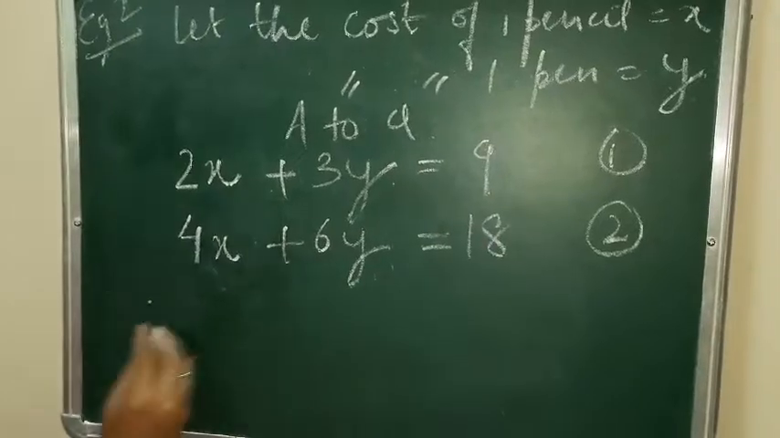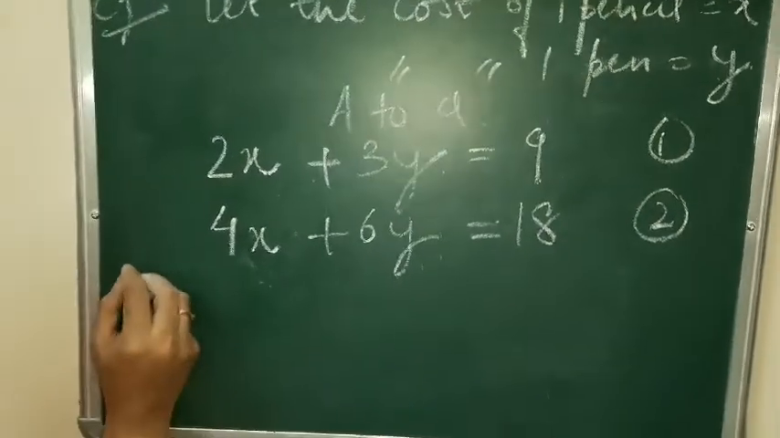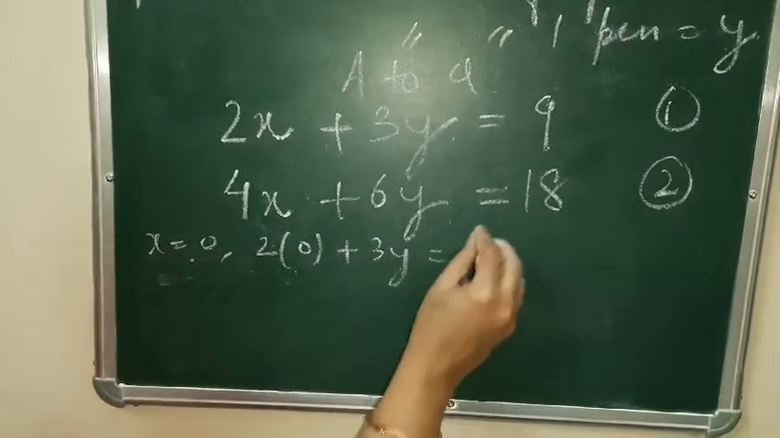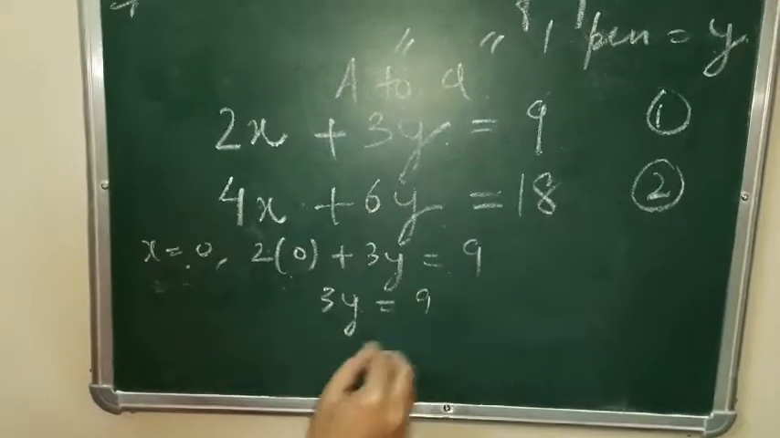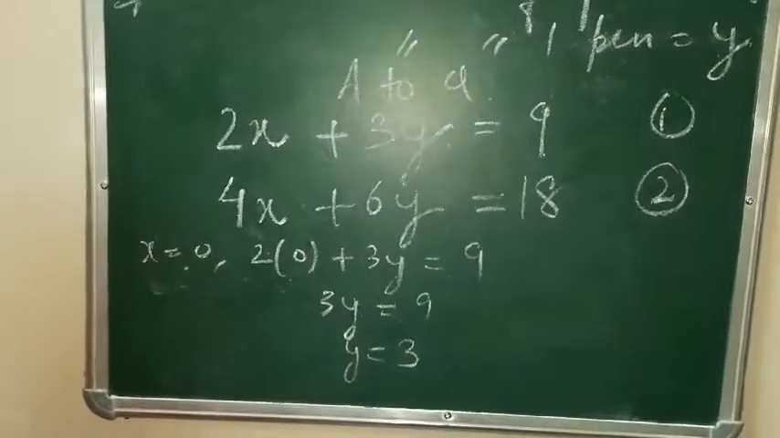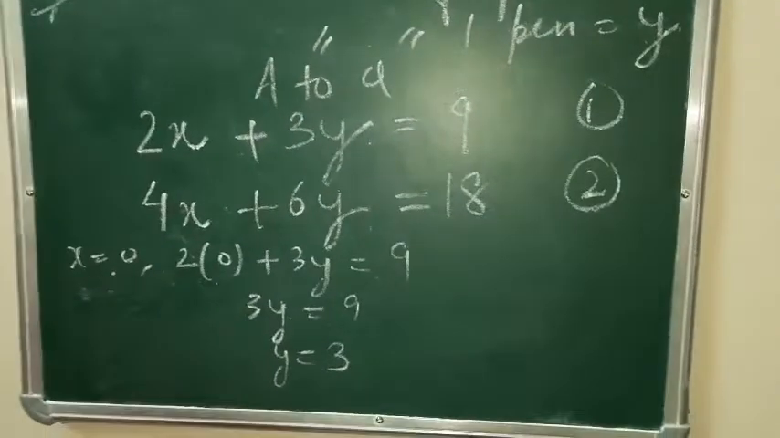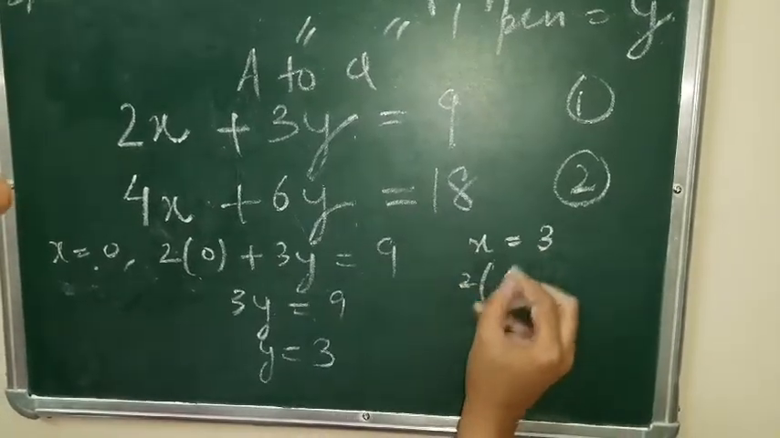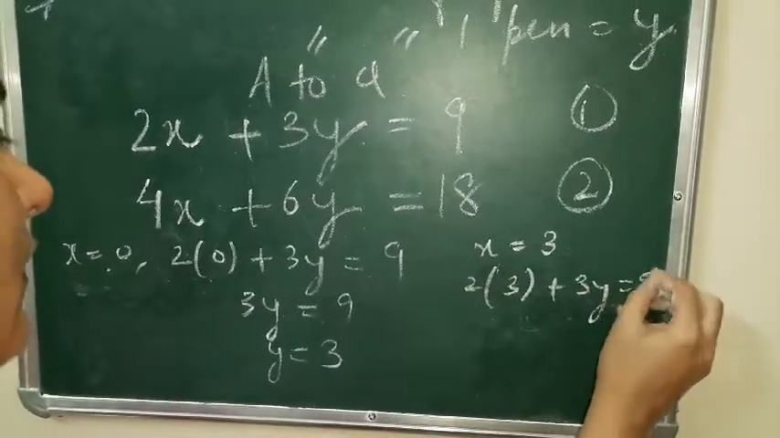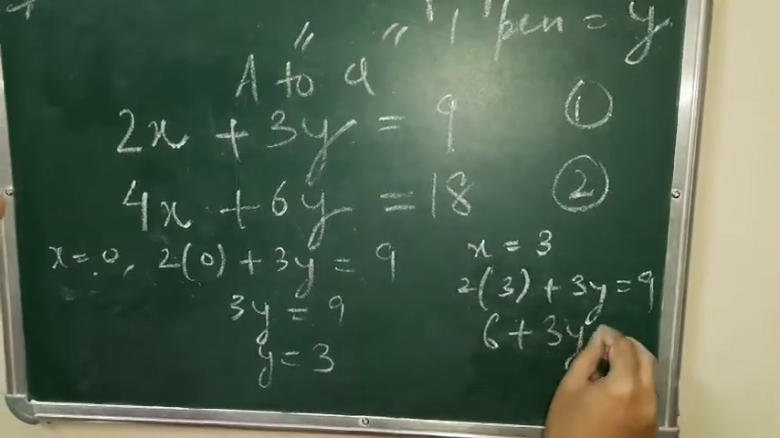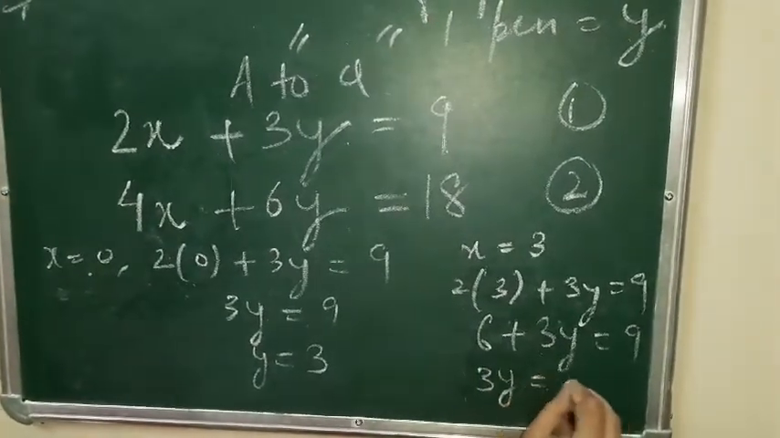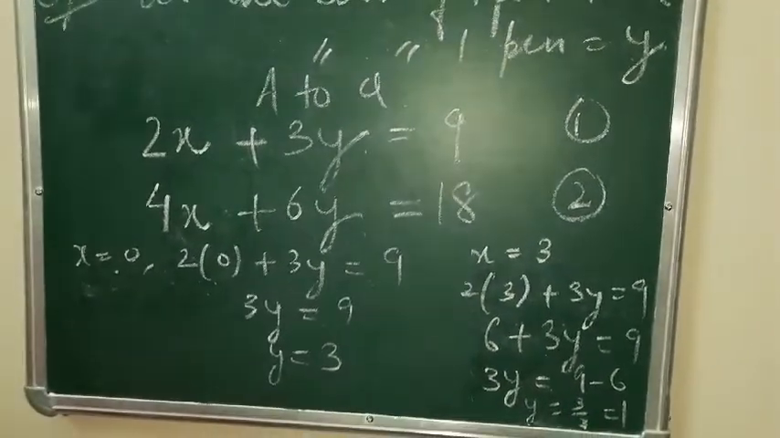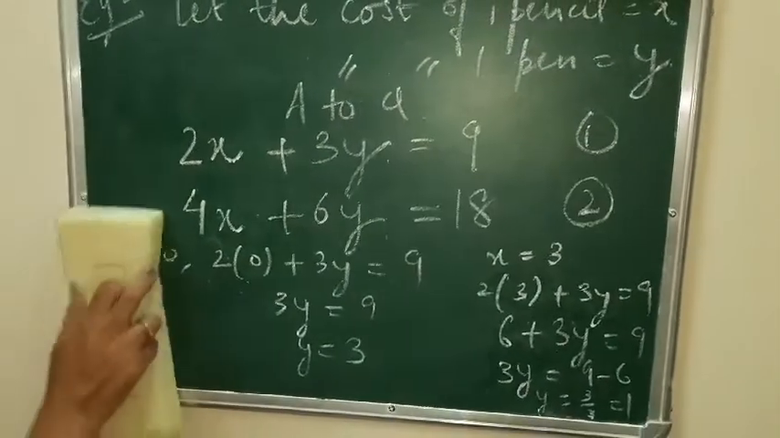So let us take the first one now. If I take x as 0, it would be 2 into 0 plus 3y equal to 9. So 3y is equal to 9, y is equal to 3. Then we can take x as 3. So 2 3s are 6 plus 3y is equal to 9. 3y is equal to 9 minus 6. y is equal to 3 by 3, which is 1. So these are my 2 solutions for equation number 1.